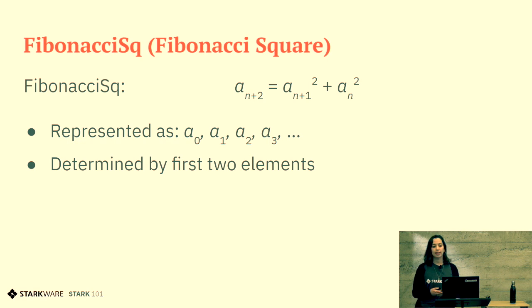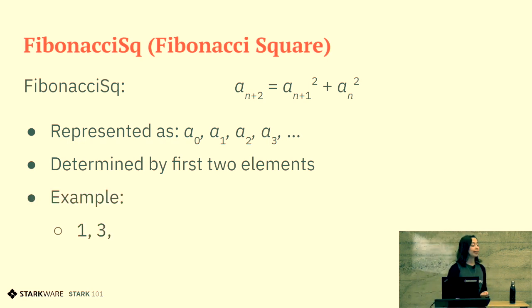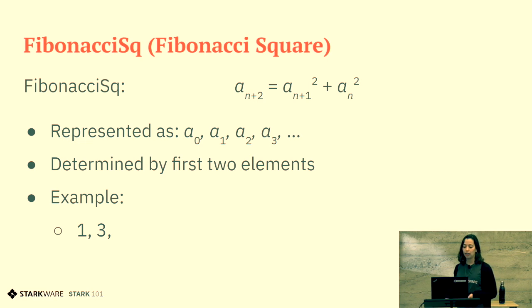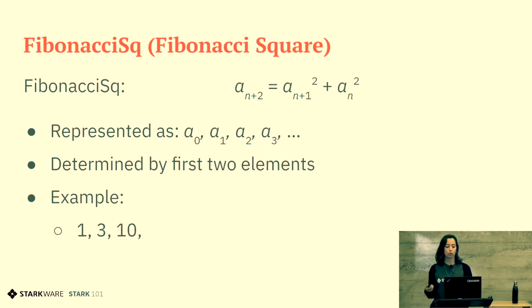Please note that this is a family of sequences, because when fixing the first 2 elements, we get a specific sequence. So for example, if we start with 1 and then 3, the next element would be 1 square plus 3 square, which is 10. The next one is 3 square plus 10 square, which is 109, and so on.